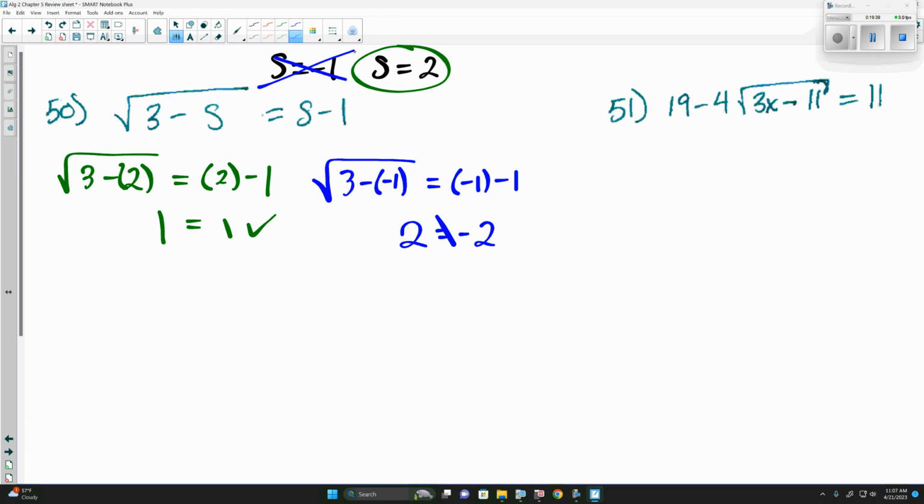Questions on this here? So there are some problems on the test where one of them can be an extraneous solution, but there will not be any where both are extraneous solutions, where we have no solution. Any questions on 50 or 51? Are we good with 50 and 51?